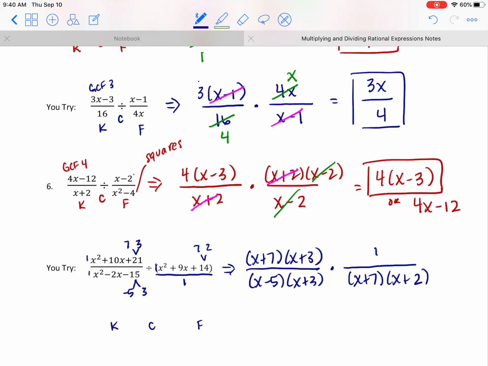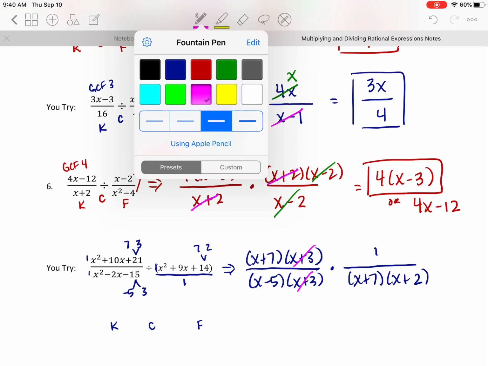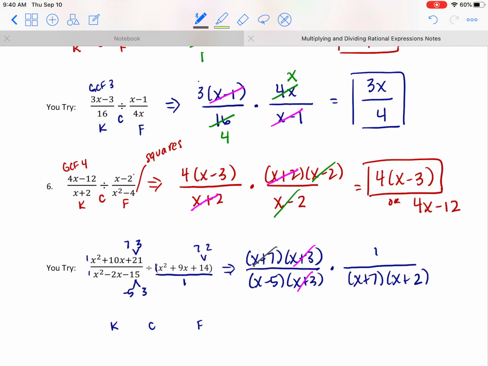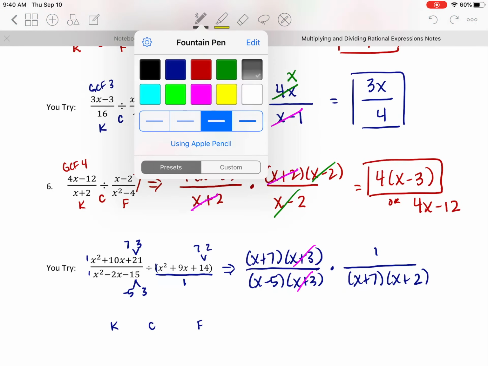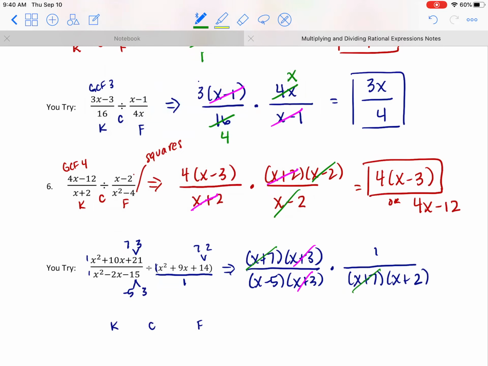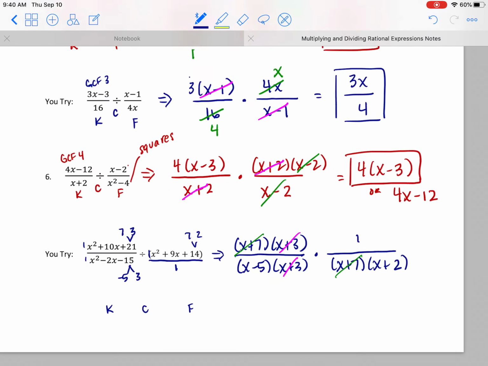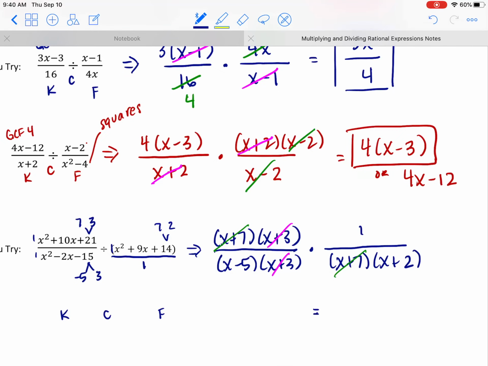So now what can we reduce? Let's see, within this fraction, we've got some x plus 3's in common. And we can also cross-reduce a set of x plus 7, those can go. And that would be it. So what's left over becomes our answer. So final answer is going to be the 1 left on the top, and the x minus 5 and x plus 2 that is left on the bottom.